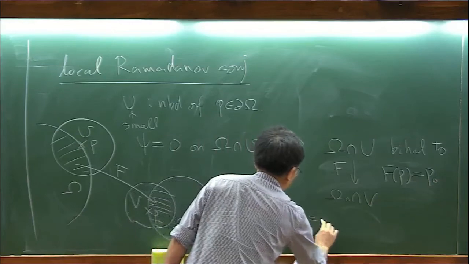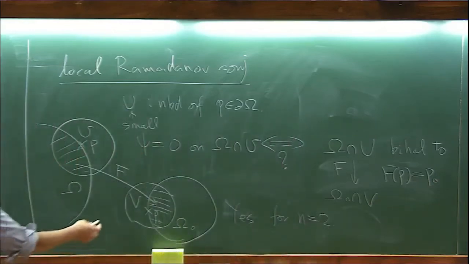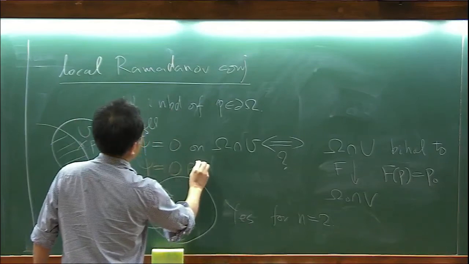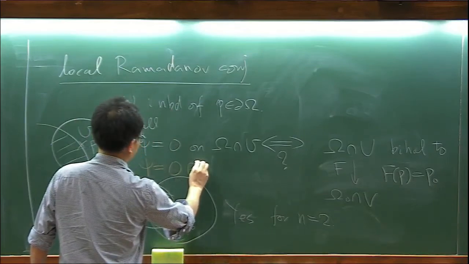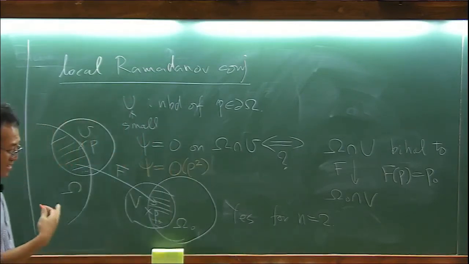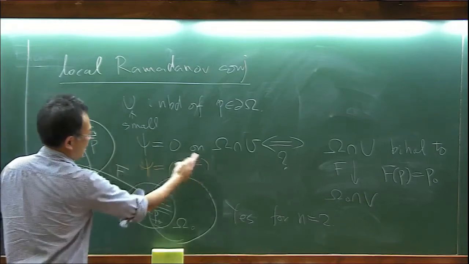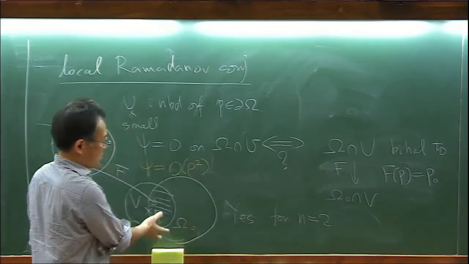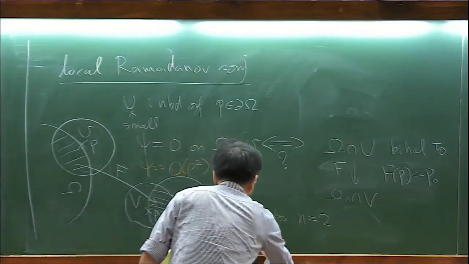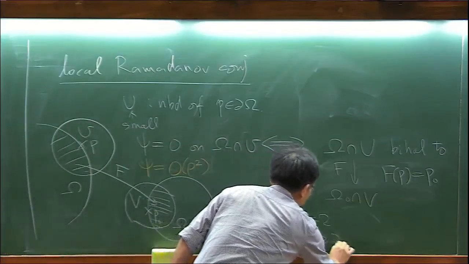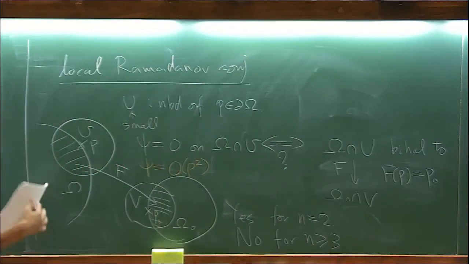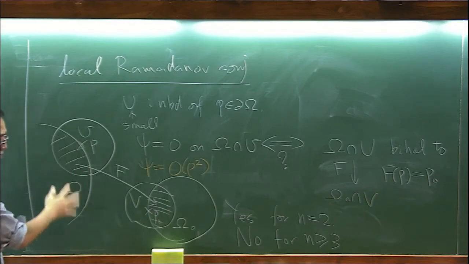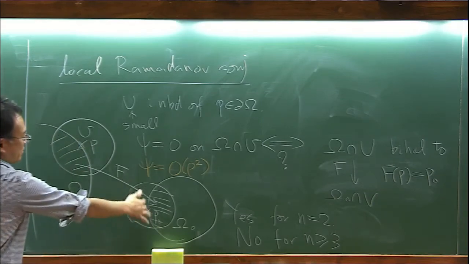For n equals 2, Robin Graham proved this, even for the weaker version, psi equals O(rho squared). By this weaker assumption, Robin Graham proved that it implies the domain is locally equivalent to the ball. But no for higher dimension. There's an explicit example for which the log term vanishes, but it is not locally equivalent to the ball.